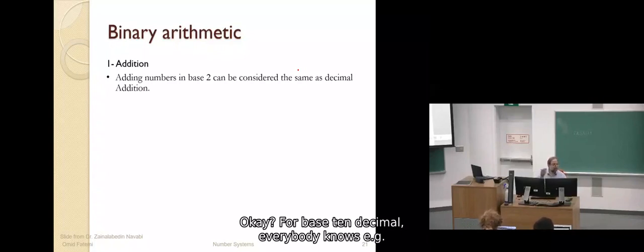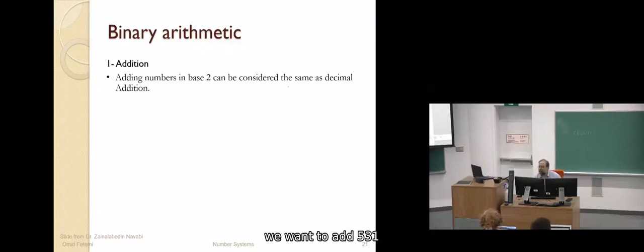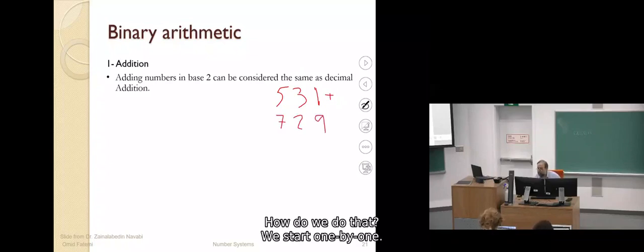For base 10 decimal, everybody knows. For example, we want to add 531 plus, let's say, 729. How do we do that? We start one by one. We start from the right side, from the least significant digit, and go to the left.